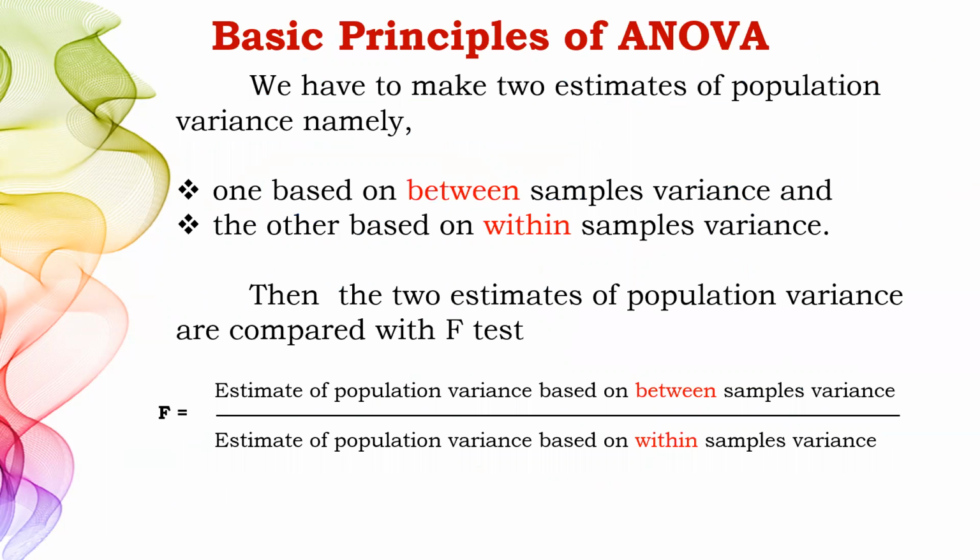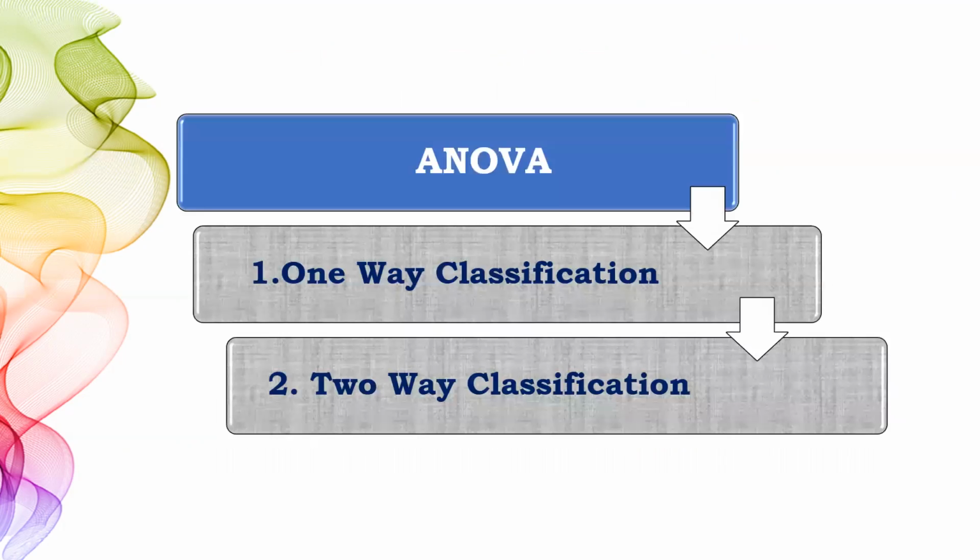Next, we'll see what are the basic principles of analysis of variance. We have to make two estimates of population variance, namely, one based on between sample variance and the other based on within sample variance. Then the two estimates of the population variance are compared with the F-test. So the F-test goes like F is equal to estimate of population variance based on between sample variance, divided by estimate of population variance based on within sample variance.